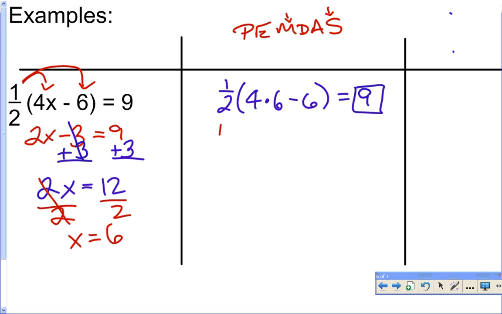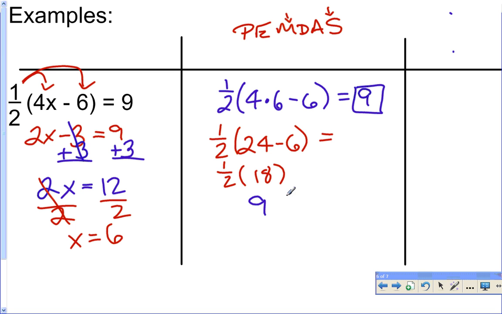So that's going to give us 1/2 times 4 times 6 is 24 minus 6. Finish out the parentheses. 24 minus 6 is 18. 1/2 times 18, or 1/2 of 18 is 9. So we got the number we wanted. So we know that x equals 6 is our correct answer.